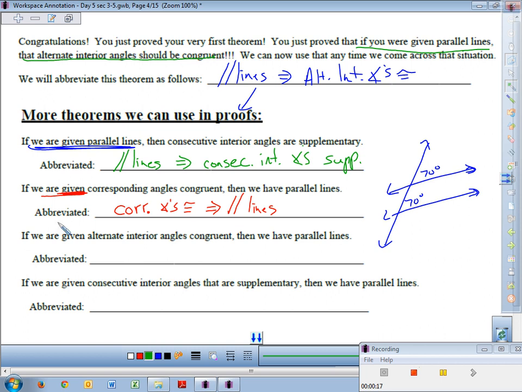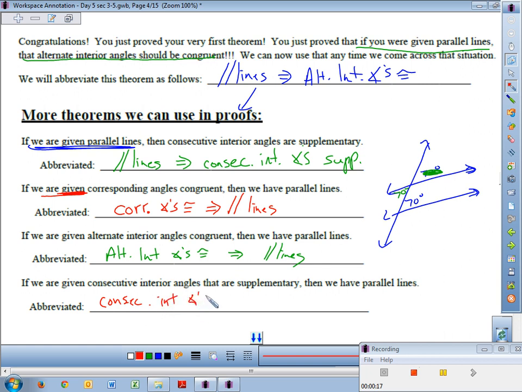And then likewise with all of these, if we are given alternate interior angles congruent, that implies that we have parallel lines. So pretend you didn't know that guy, but you did know this guy. They gave you alternate interior angles congruent. That implies that you have parallel lines. And lastly, if we had consecutive interior angles supplementary, that will imply that we have parallel lines. So many different types of justifications we could use.